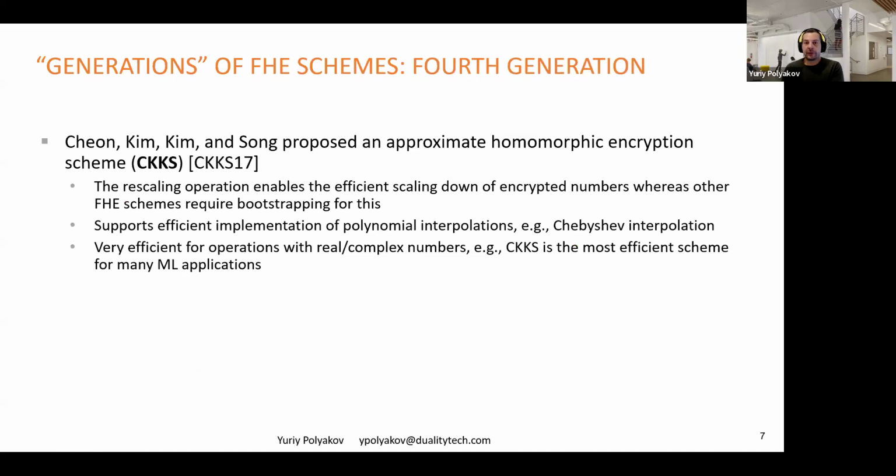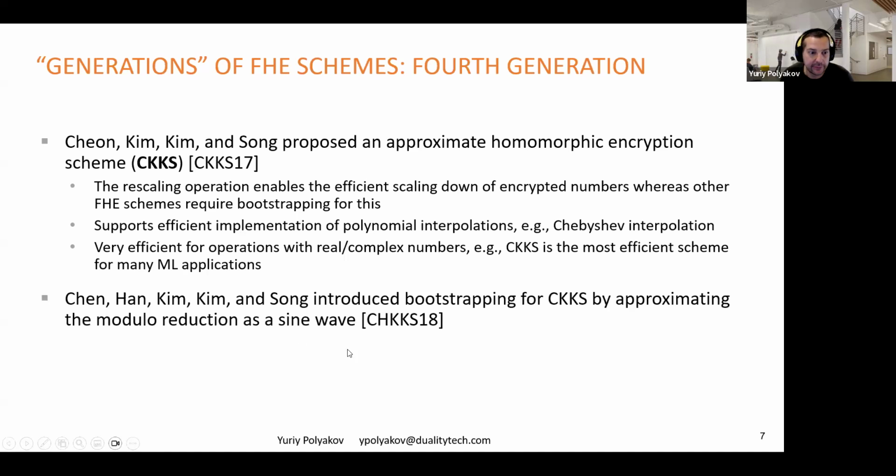So now we're going to switch to the 4th generation, and here a major advance was the approximate homomorphic encryption scheme by Cheon, Kim, Kim, and Song. The main feature of this scheme was the cheap rescaling operation. So the ability to scale down encrypted numbers could be done at the cost of modulus switching instead of doing bootstrapping. This scheme supports efficient polynomial evaluation, that is, evaluation of polynomial interpolations for many functions. And it has been used a lot for many machine learning applications and applications dealing with real numbers.